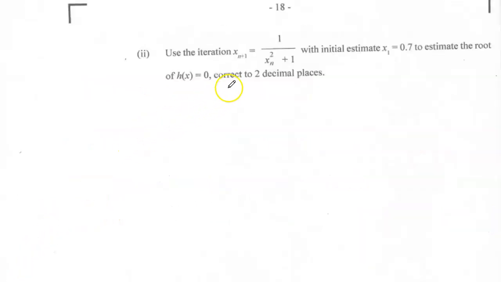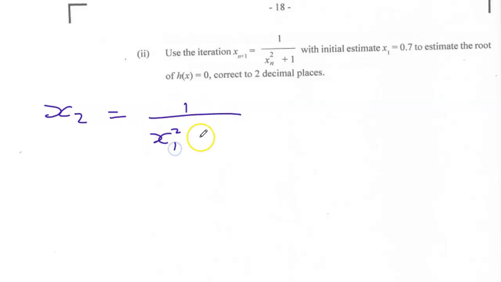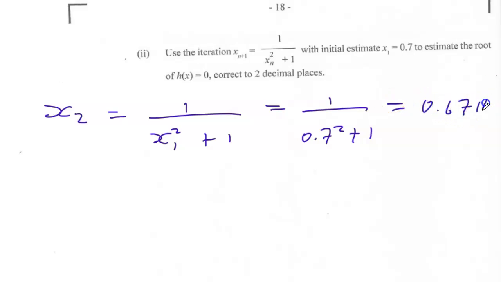Next, use the iteration x subscript n plus 1 equals 1 over x squared subscript n plus 1 with initial estimate 0.7 to estimate the root of h of x equals 0 correct to 2 decimal places. So we have x1, let's begin with x2. If we are using x2, we're letting n be 1. What we actually have is 1 over x squared sub 1 plus 1, and we are told x1 is 0.7. So 1 over 0.7 squared plus 1 will be equal to 0.6711.